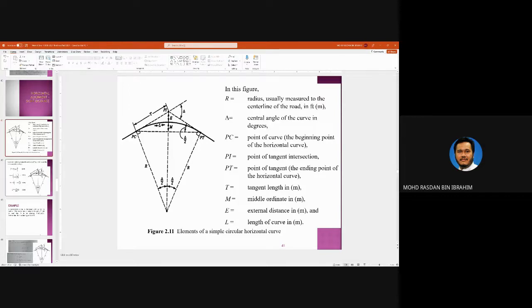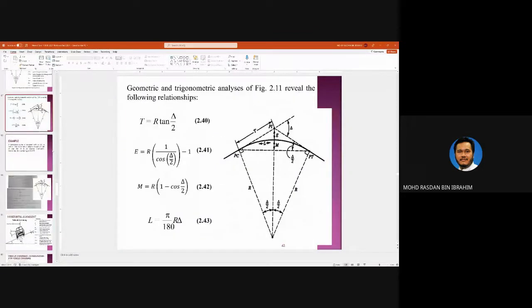Okay, so now the formulas. You are maybe well versed with these formulas. Several formulas here: the value of tangent and the value of E, which is the value from this curve to the IP. And then you have the middle ordinate formula and the L of the curve. So this pi over 180 is just to change it to radian, if I'm not mistaken.